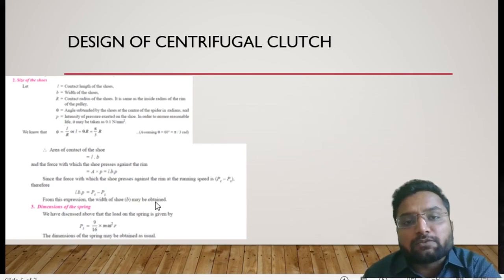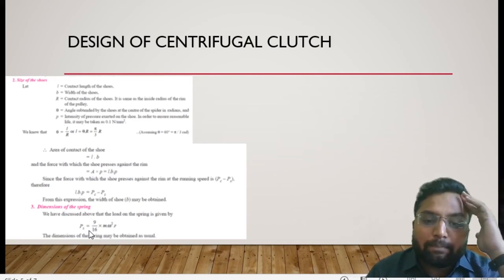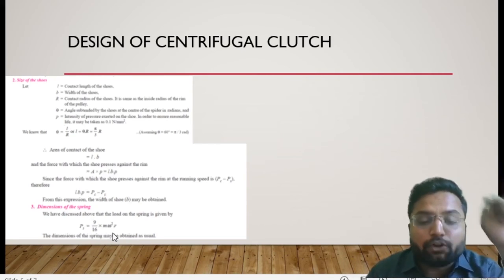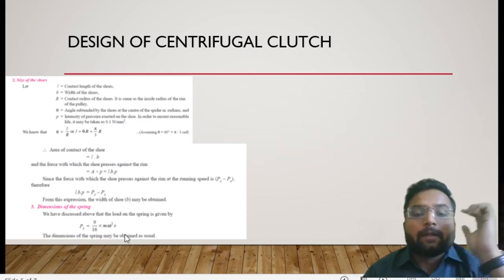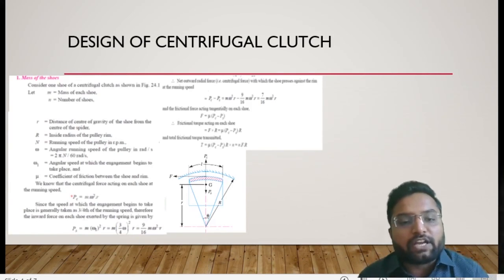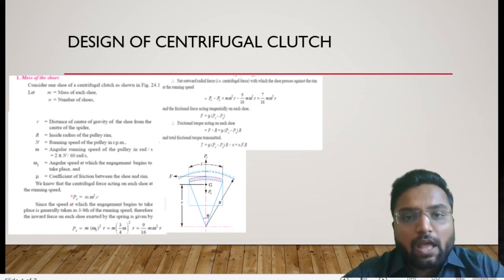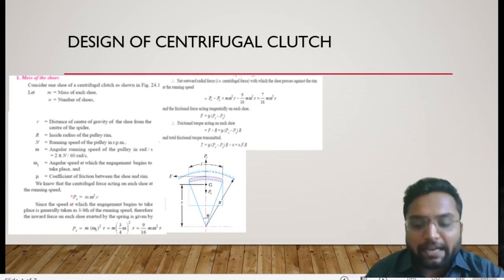How can we find the dimension of the spring? Spring is nothing but a wire, a cylindrical wire. So ultimately Ps, which can get into twisting motion, is 9 by 16 m omega square r. I hope in today's session we have discussed the centrifugal clutch and its design. I hope you understand each and every factor regarding this centrifugal clutch.